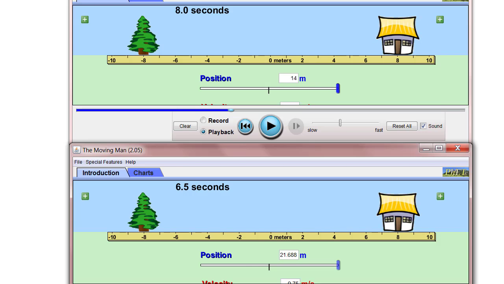You'll notice that in the accelerating case, the moving man actually passed the other one that was moving at a constant velocity. And that kind of makes some sense because remember, in the accelerating case, he's getting faster and faster. So at some point, he's going to have a velocity that's greater than the man that was moving at a consistent velocity or a constant velocity.